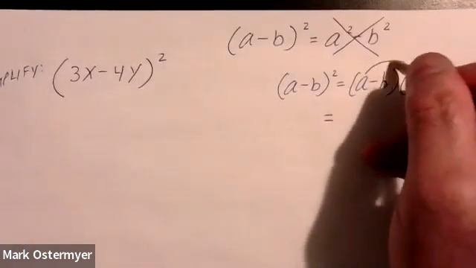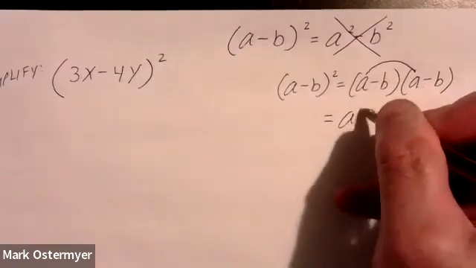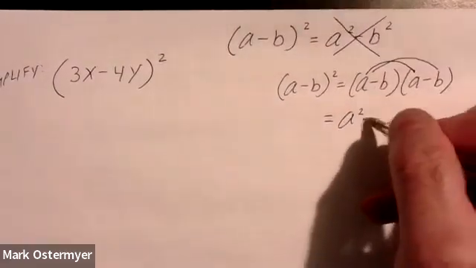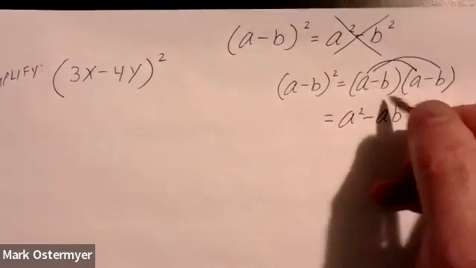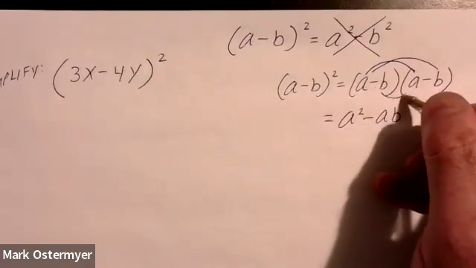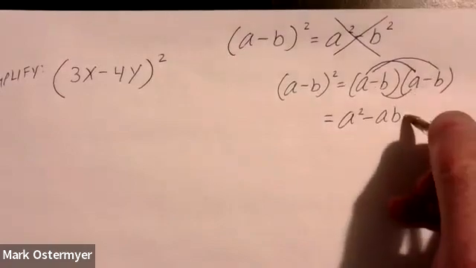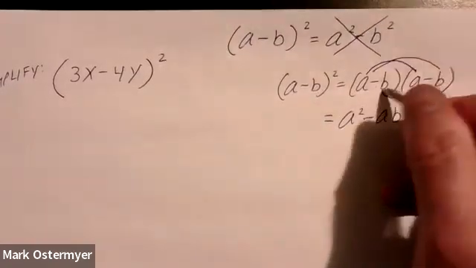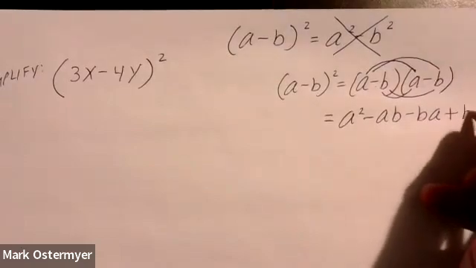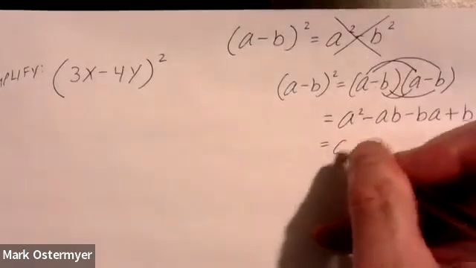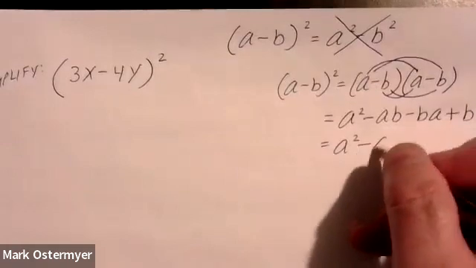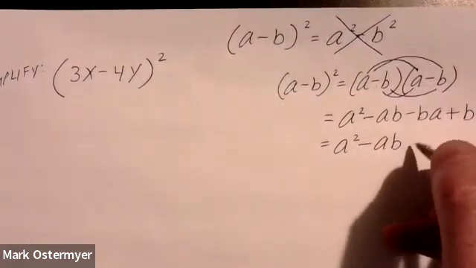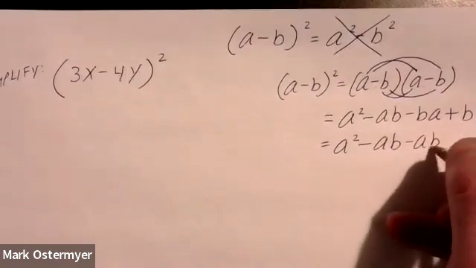So we say A times A is A squared. A times a negative B is minus AB. Multiplying the inner terms together, negative B times A is negative BA. And multiplying the last terms together, negative B times negative B is plus B squared. So this is going to be A squared minus AB, but minus BA is the same thing, if you switch these factors around, as another minus AB. It's the same thing.